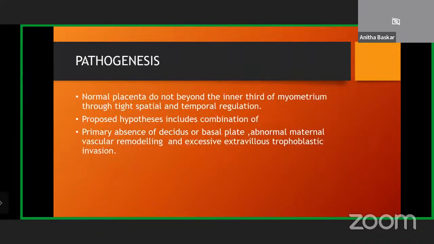What is the pathogenesis behind the placenta accreta? The normal placenta usually does not go beyond the inner third of the myometrium, through tight and partial temporal regulation. The proposed hypotheses include an absence of decidua or the basal plate, abnormal maternal vascular remodeling, and excessive extravillous trophoblastic invasion. It is nothing but the excessive invasive encroachment of the placenta into the myometrium.